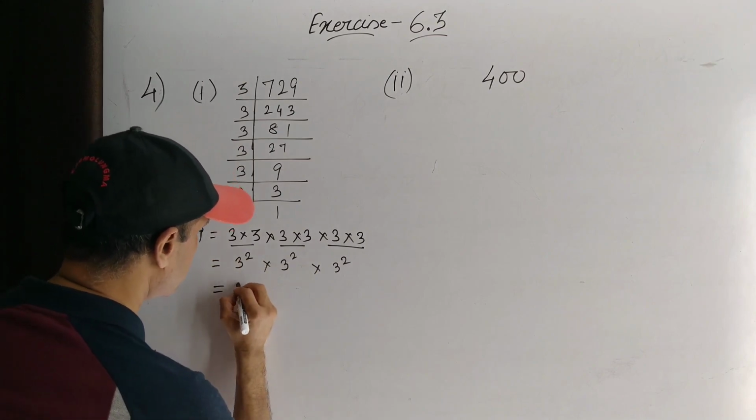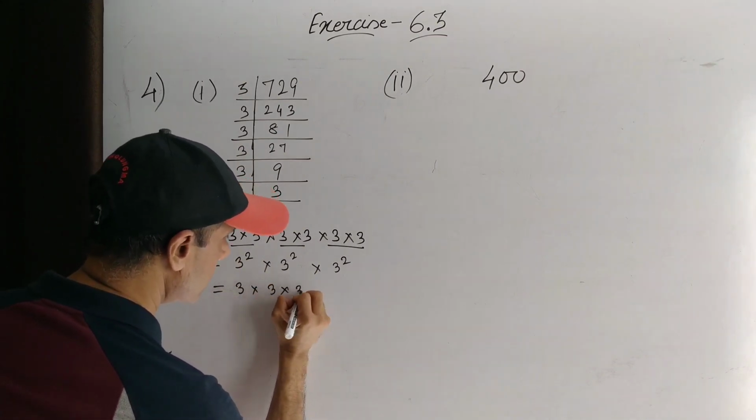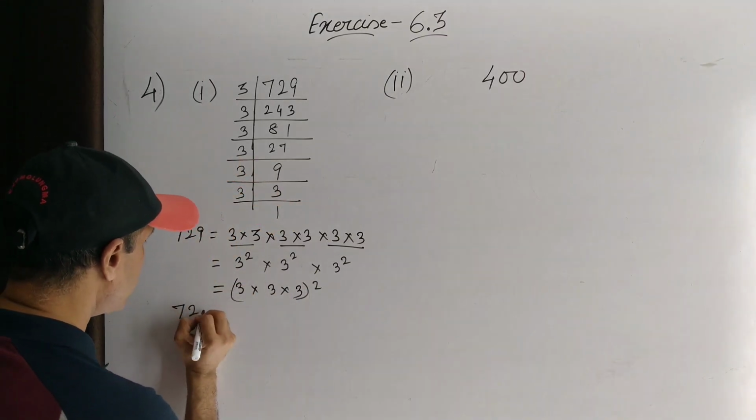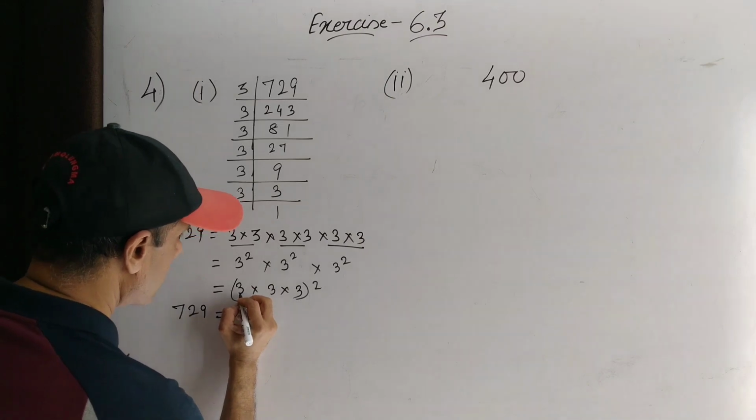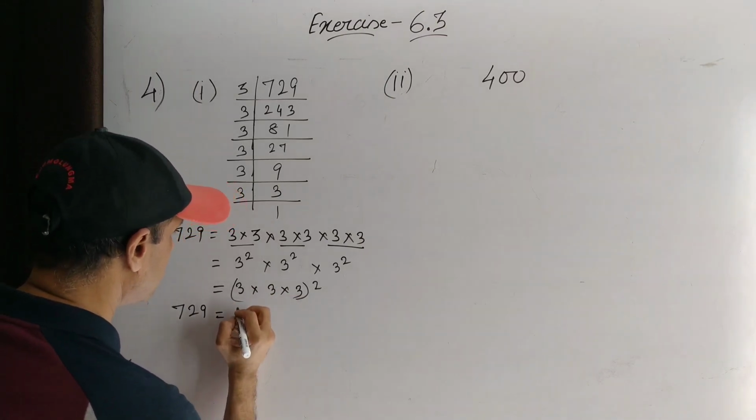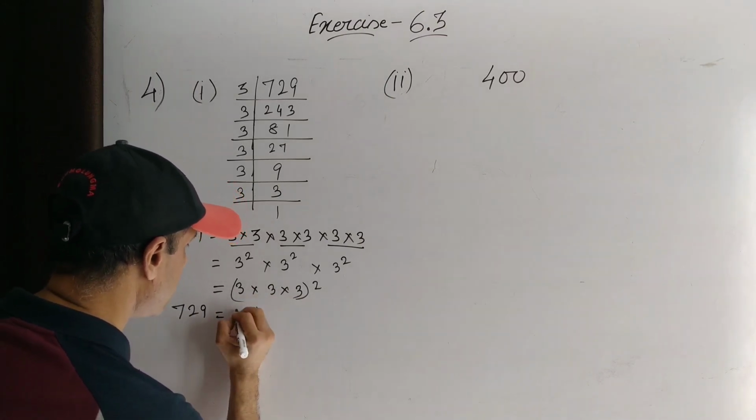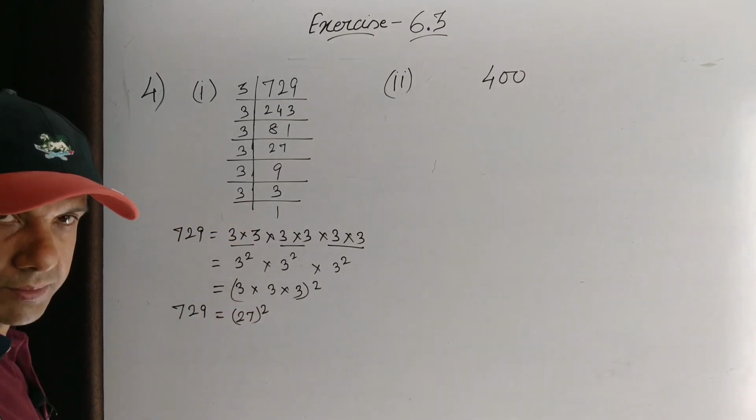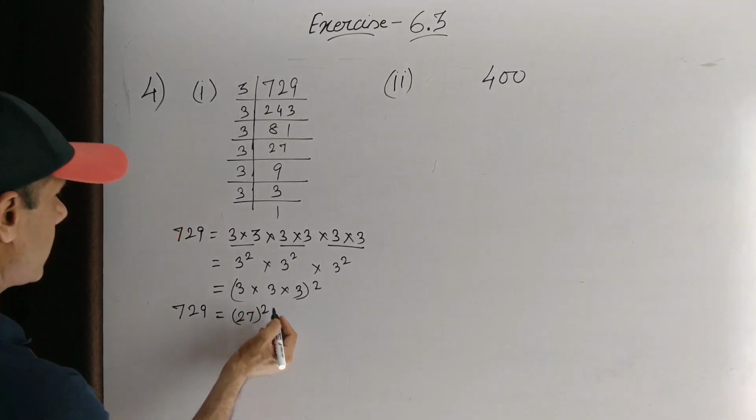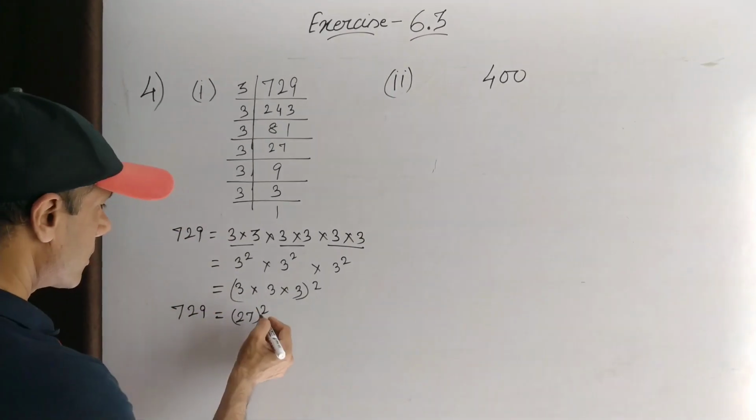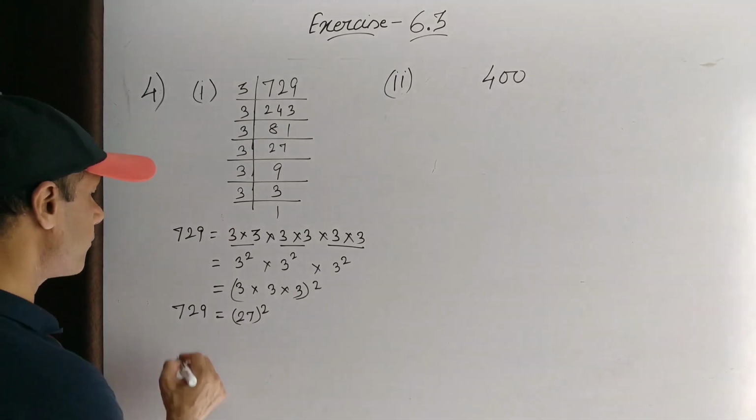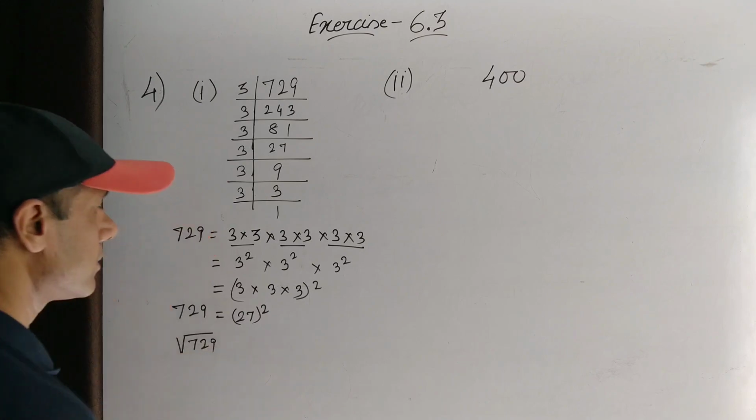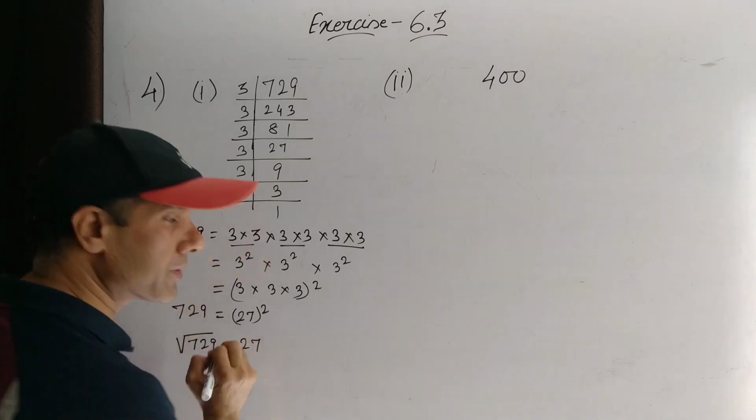We can again write this as 3 into 3 into 3 whole square. So we get the value 729 is equal to 3 into 3 into 3, that is 27 square. Now we want the square root of this number. So if we move this square to this side of the equal sign, there will be a change in operation and we'll get the square root of 729, and that will be equal to 27.